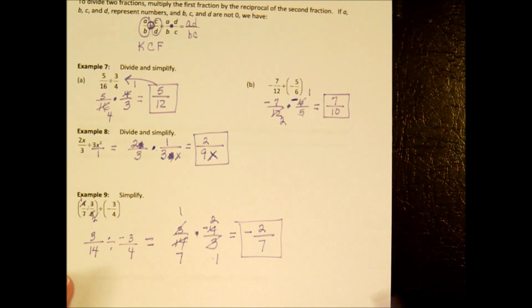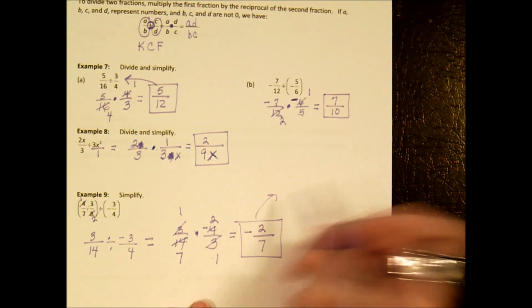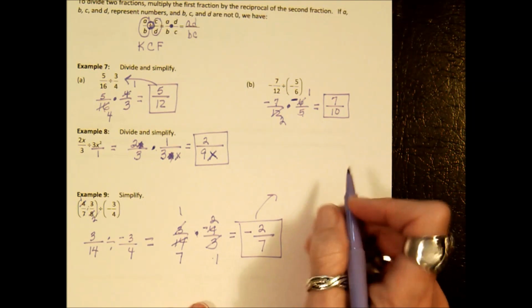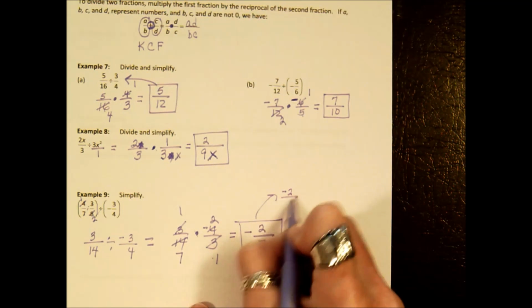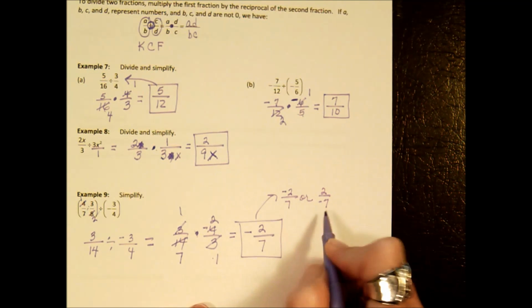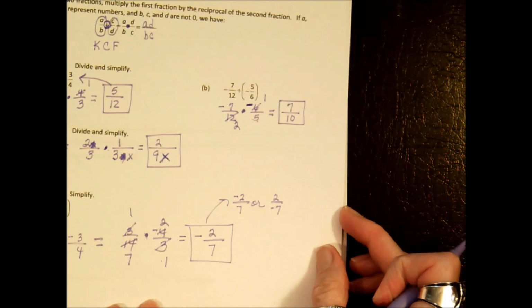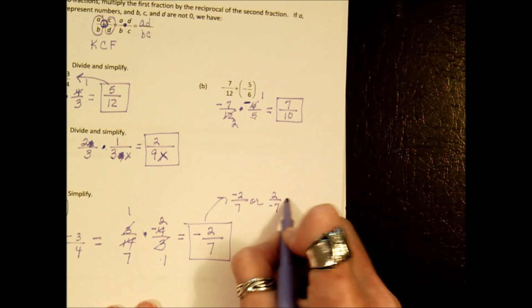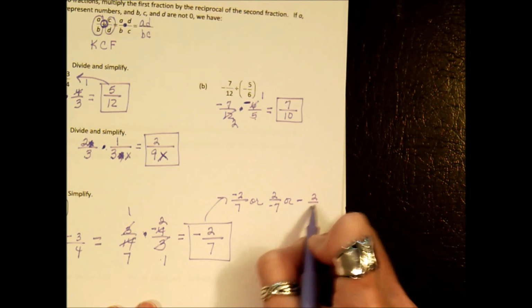By the way, let's look at this fraction. I just want to remind you of something. Negative fractions can be written like this. Negative 2 over 7 or 2 over negative 7. That's not as common, but it means the same thing. It's still a negative fraction. Or negative and then 2 over 7, where the negative is out front.